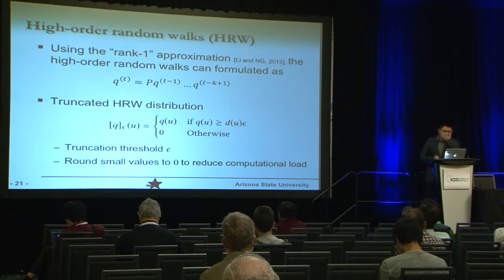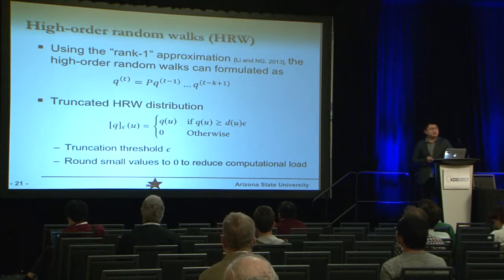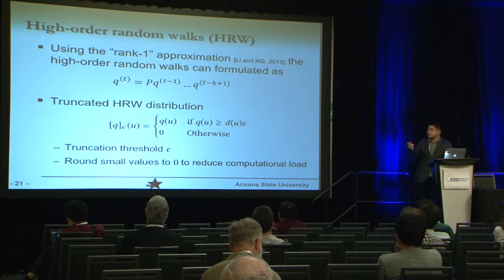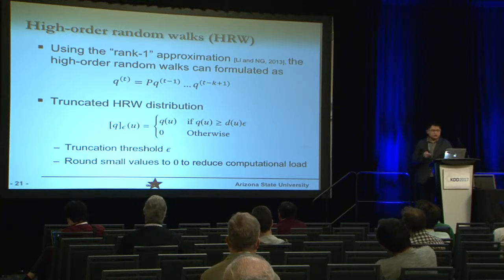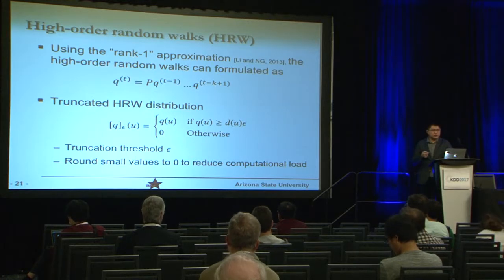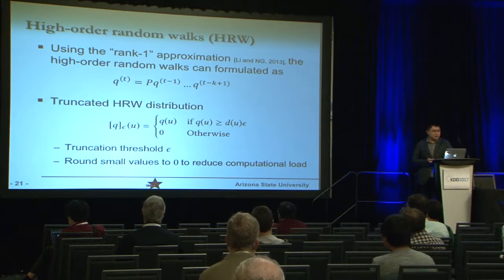To reduce the space complexity, we adopt the rank-1 approximation, and we formulate the high-order random walks as the first equation. To further enhance the efficiency, we also introduce a truncation operator for conducting the high-order random walks to reduce the time complexity. Epsilon is a truncation threshold, and we round all the small values to 0 to reduce the computational load.